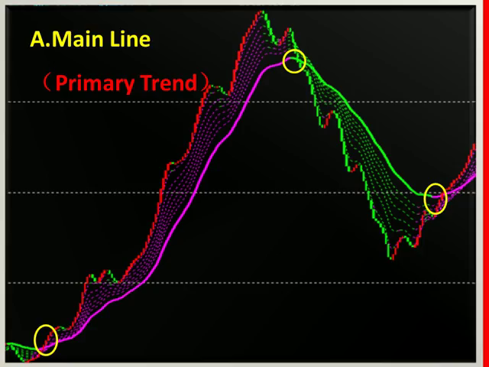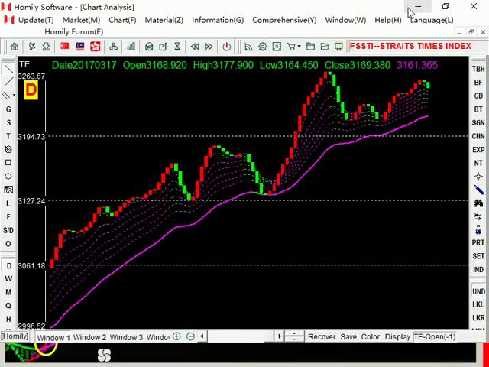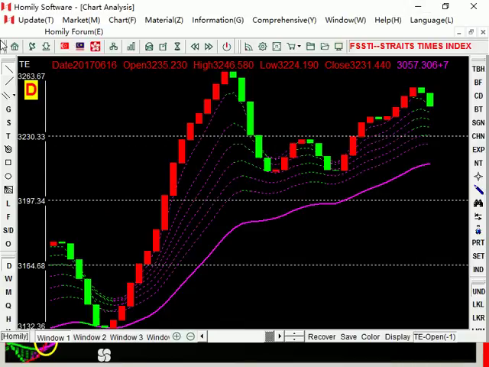Then we can see the next one, main line. If you see the main line is purple and the main line is up, this is the uptrend, primary trend is uptrend, okay? So we can see here, if you see the purple line, the main line is up, this is the uptrend. Main line is down, this is the downtrend, okay? So this is the primary trend. Let's see the market first. For the primary trend, uptrend or downtrend? Uptrend, because the main line is still up, okay?